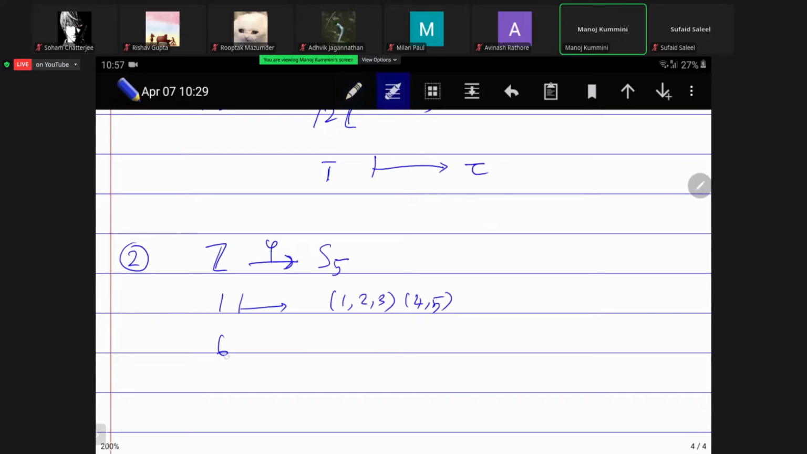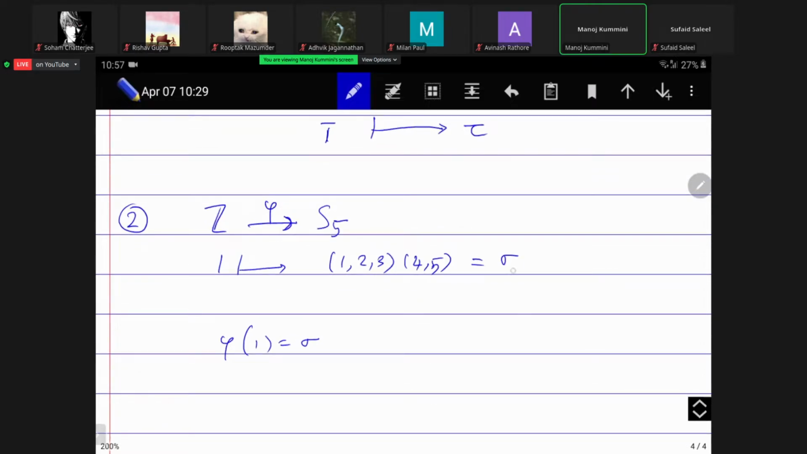Phi of 1 is just, let's call this thing sigma 1, sigma 2. So this is sigma 1, this is sigma 2. Phi of 2 would be sigma 1, sigma 2 squared. And because these are disjoint cycles, they will commute with each other. They're just acting on disjoint pieces of the set 1 through n, and that action commutes.